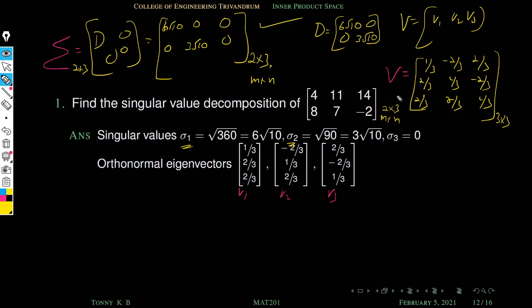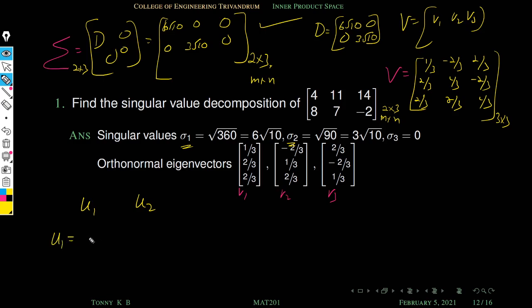Next we have to construct U. Okay, how to construct U? What is the procedure? First we have to find the vectors U1, U2 corresponding to non-zero singular values. Here we have only two non-zero singular values, sigma 1 and sigma 2. So corresponding to sigma 1 we define U1, corresponding to sigma 2 U2. Okay, so what is U1? What is the definition of U1?